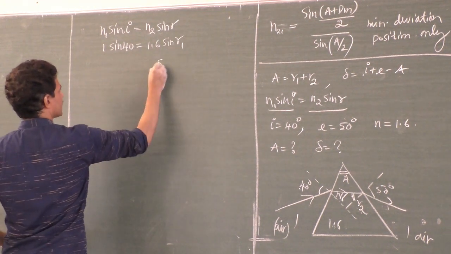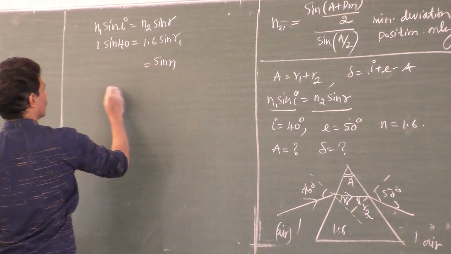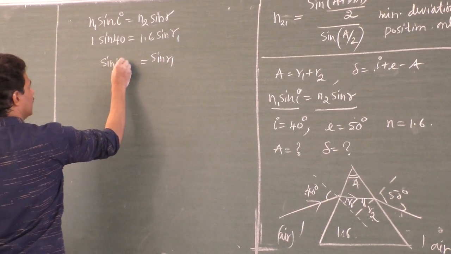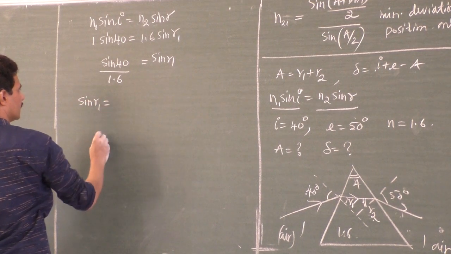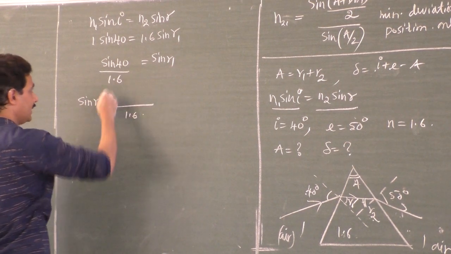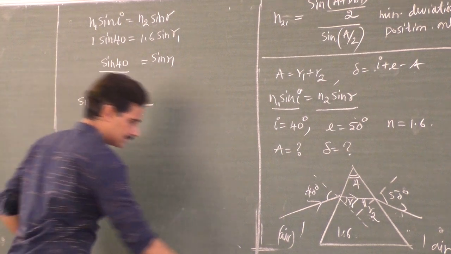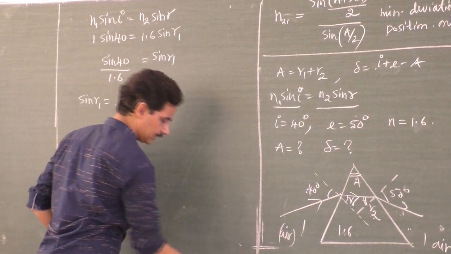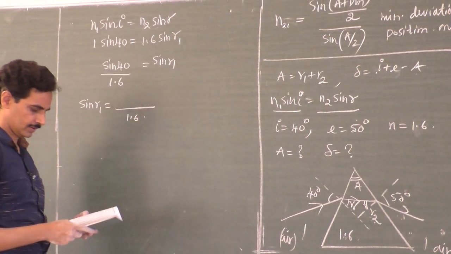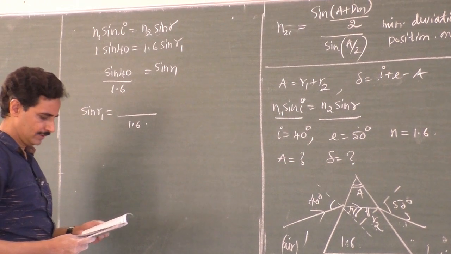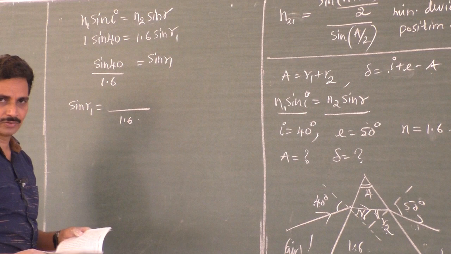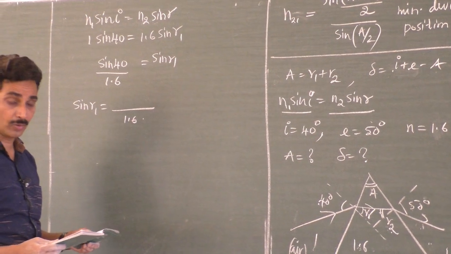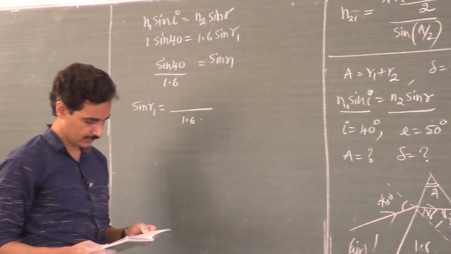Sin R1. What is sin R1? It is equal to sin 40 divided by 1.6. So what is sin 40? Open your logbook, see what is sin 40. Don't look into your mobile or so. I will see the sine 40 value in my book, okay? Let me see what its value is. You see your logbook in your home. Is it the same? Sine 40.